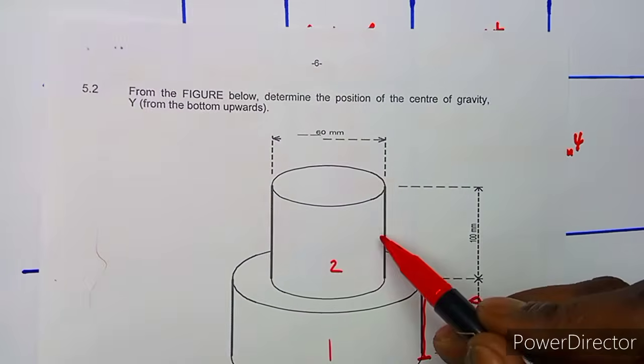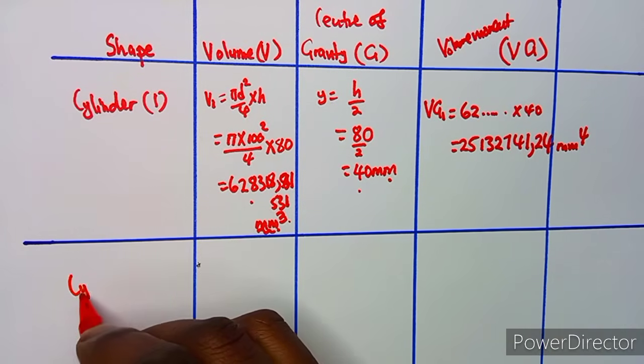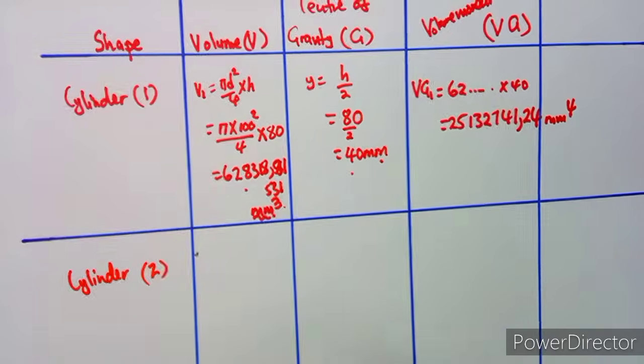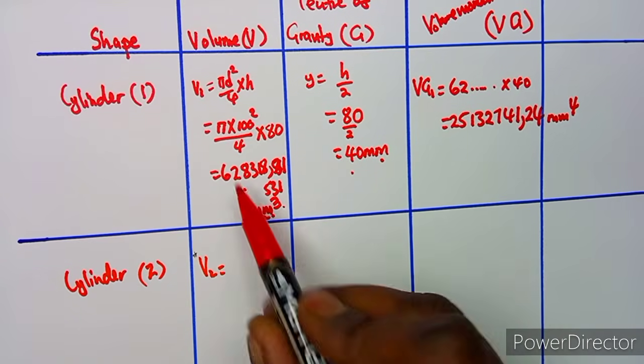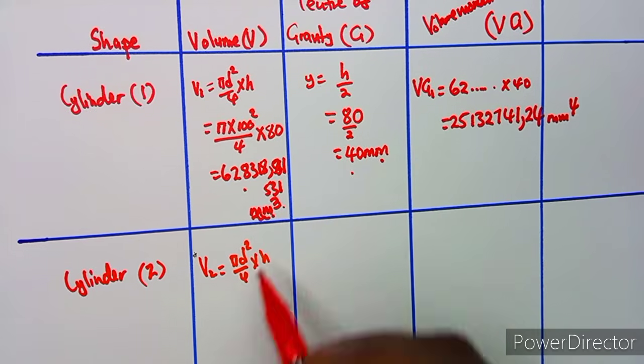The second part, we have a cylinder again. That's a cylinder which is on top of another cylinder. So this is our cylinder 2. So our volume 2, remember the volume we just wrote above there, pi d squared over 4, is not going to change because it's still a cylinder, guys.